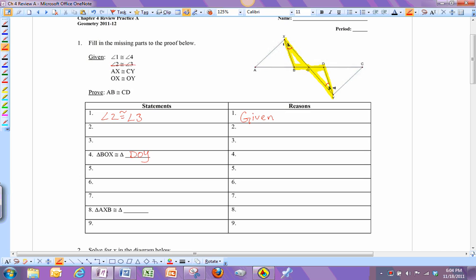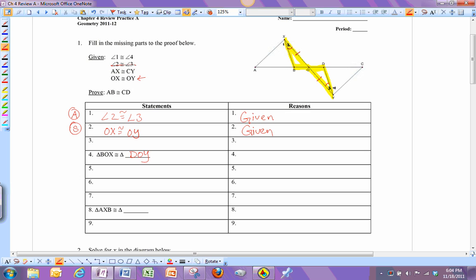And instead, I'll go to OX and OY. And if you look at those, they are parts of my yellow triangles. So I'm going to match those up because that helps me get to Step 4. So XO is the same as YO. Or sorry, I'll write it the way that it's in the given. OX and OY given.